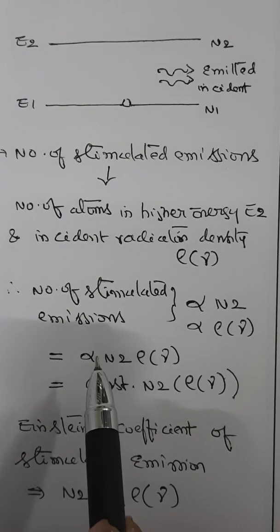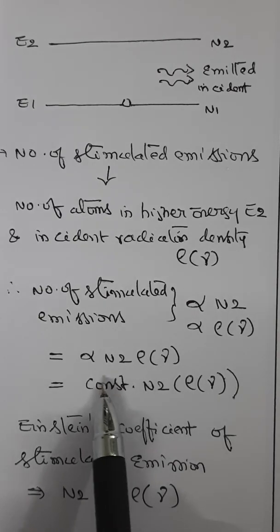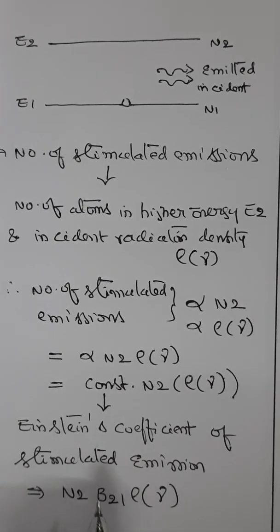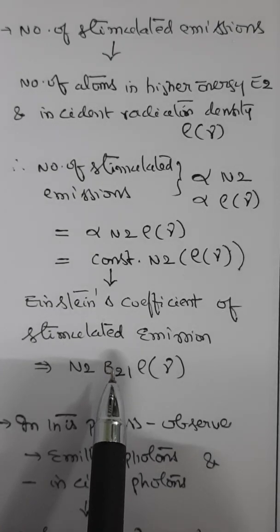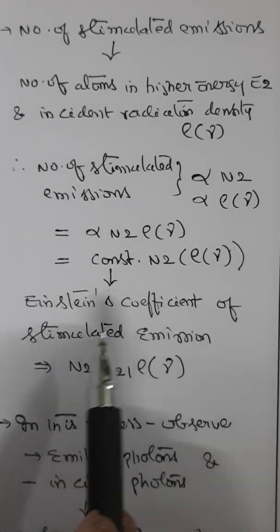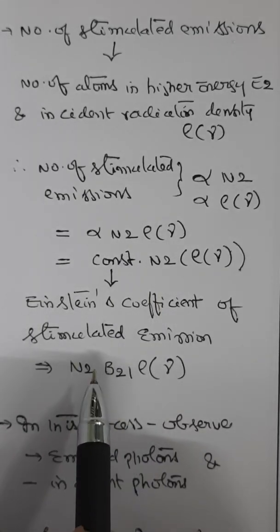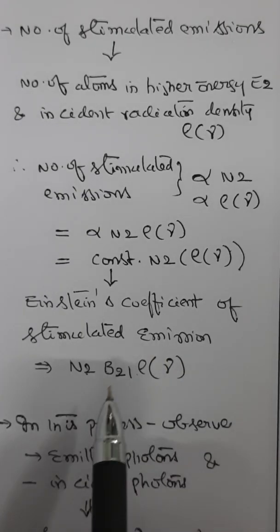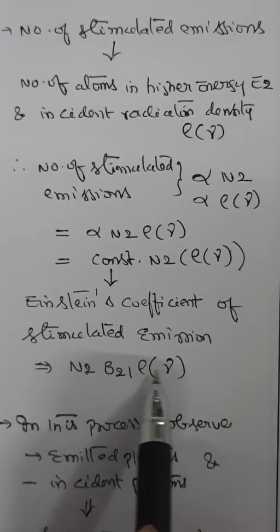What type of coefficient is it? It is the coefficient related to stimulated emission. Therefore, this constant is termed the Einstein coefficient of stimulated emission, represented as B21. There is also B12, the Einstein coefficient of stimulated absorption. This is B21, the Einstein coefficient of stimulated emission. Therefore, the number of stimulated emissions is equal to N2 into B21 into rho nu, where B21 is the Einstein coefficient of stimulated emission of radiation.